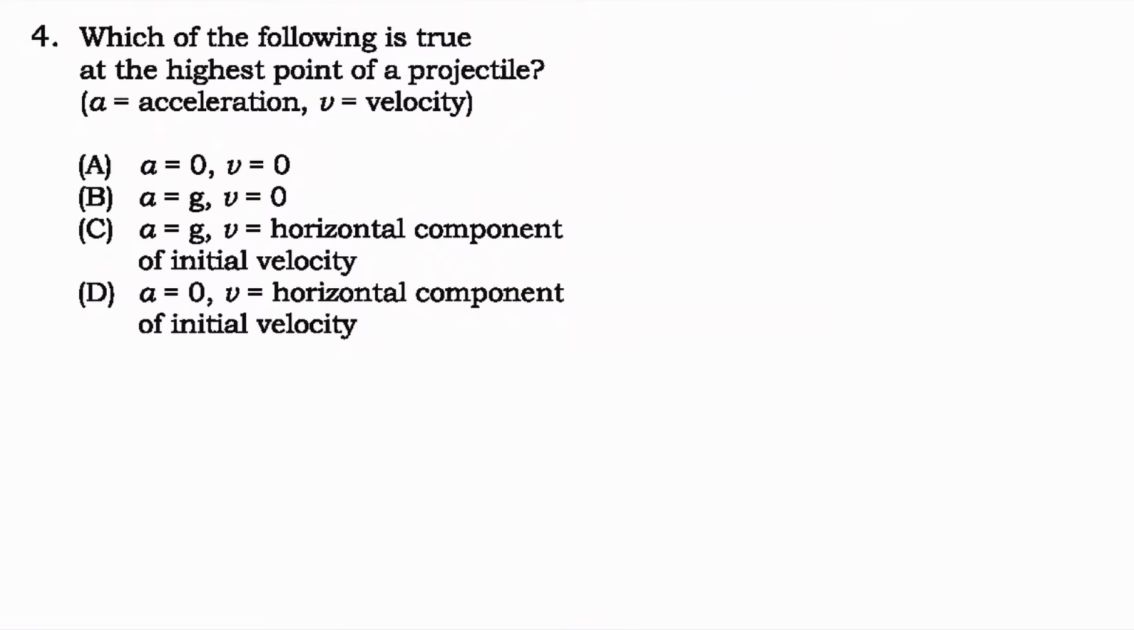Which of the following is true at the highest point of a projectile? A is equal to acceleration and V is equal to velocity. So, the answer for this is letter C. Acceleration is equal to gravity kapag nasa highest point ng projectile. Also, yung velocity mo, walang y component. So, equal lang siya sa horizontal component of initial velocity.